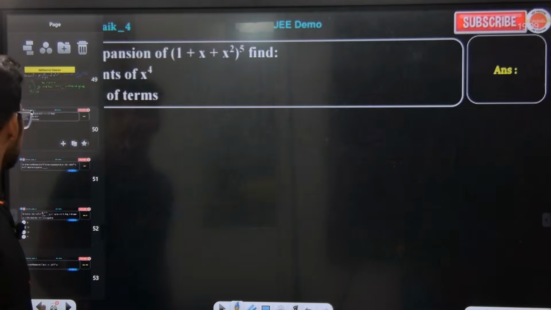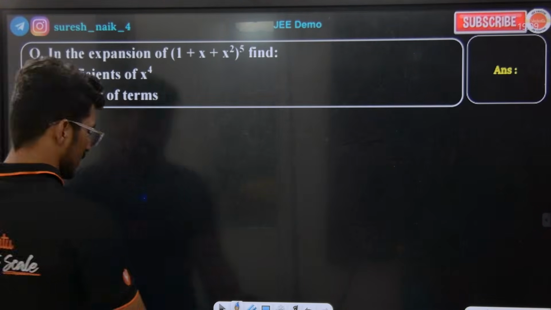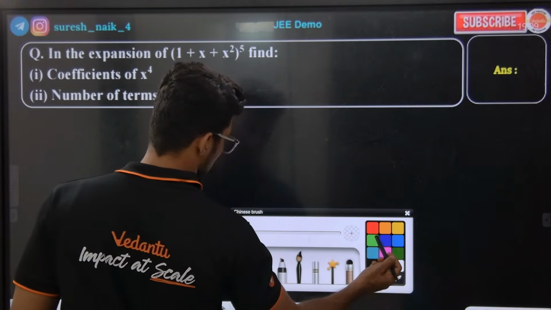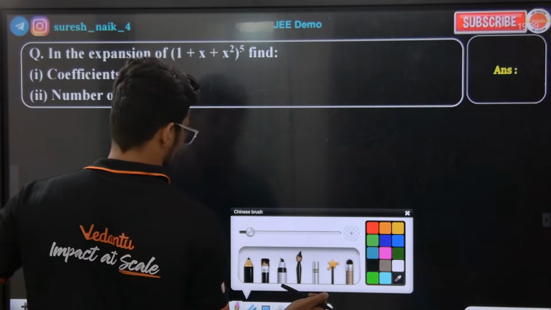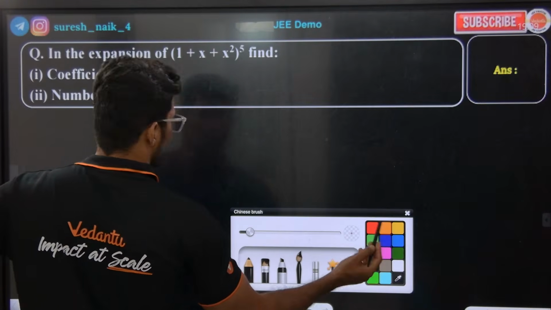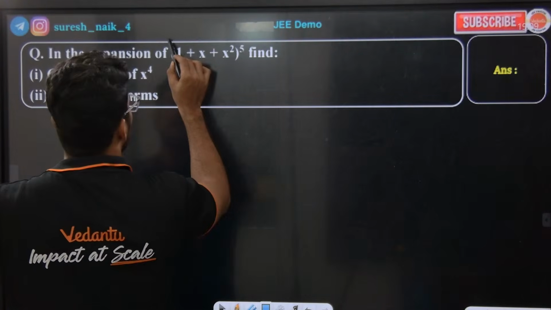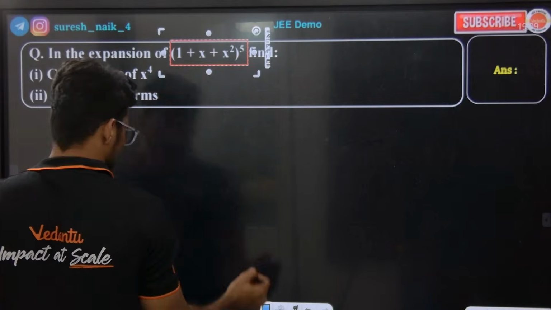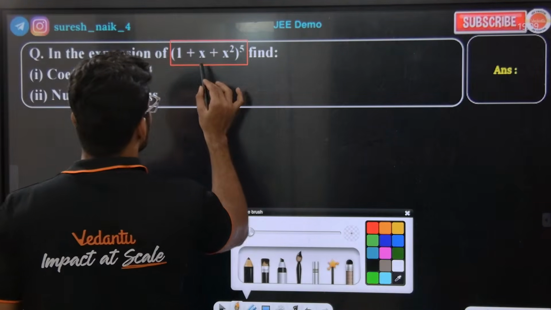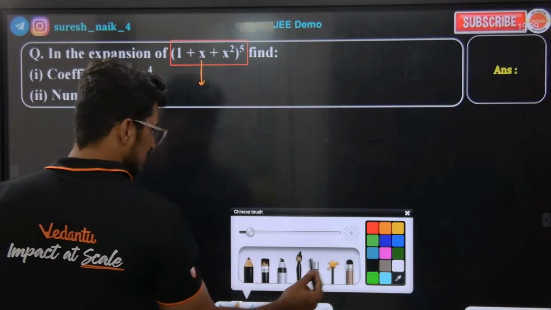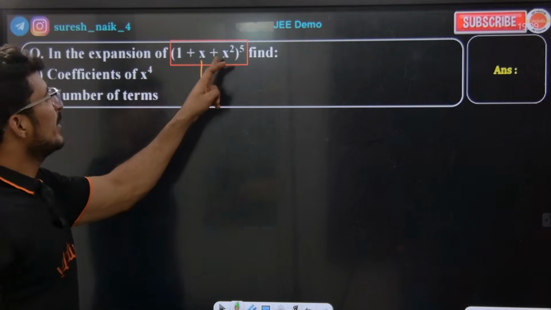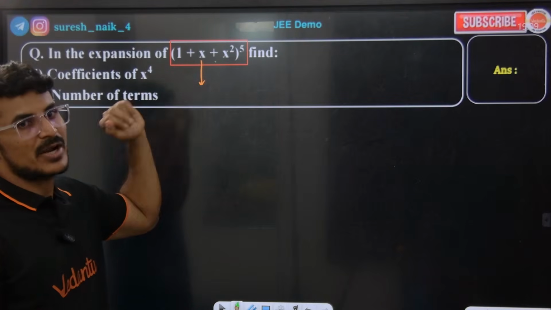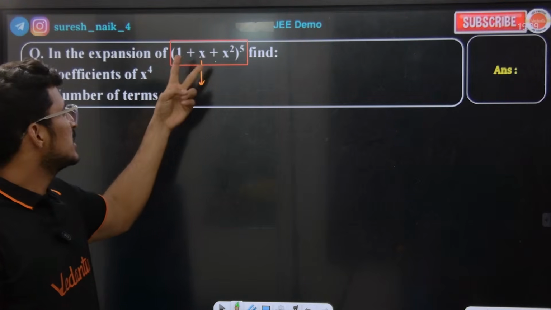I'll tell you one simple example. So we are asked to find the coefficient of x to the power of 4 in the first question. You tell me, the thing given here is (1 + x + x square) to the power of 5. In the expansion, do I have 3 different terms? No. The x here and the x here are the same x. So these 3 are not different terms.